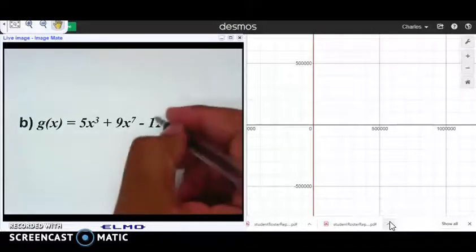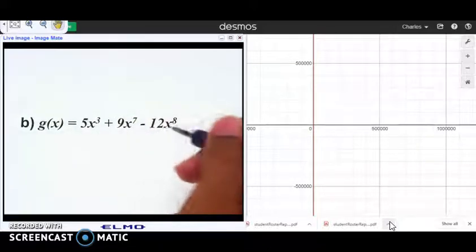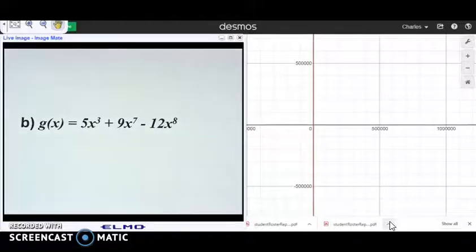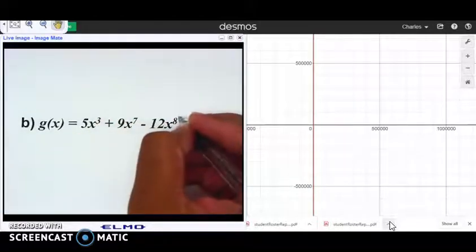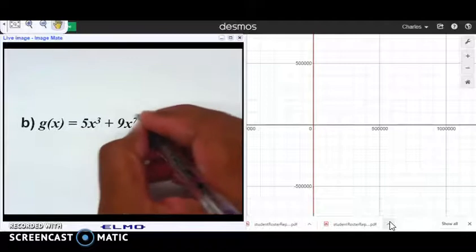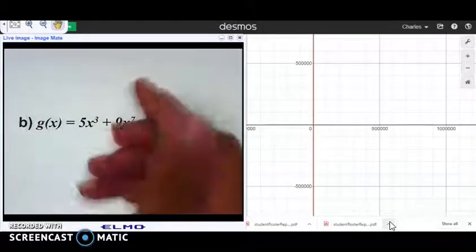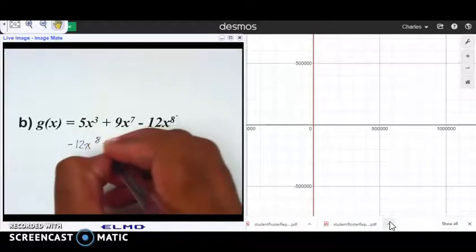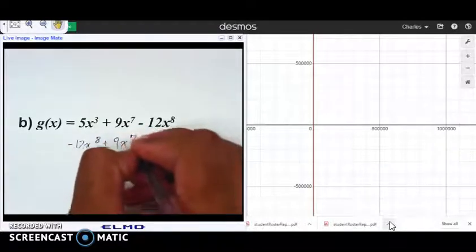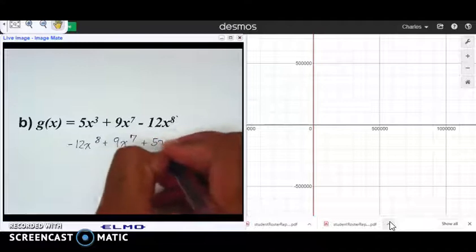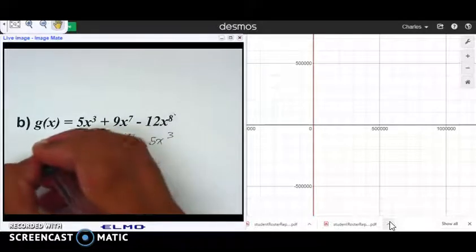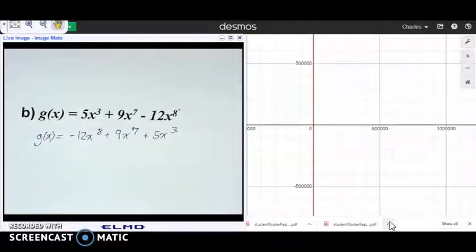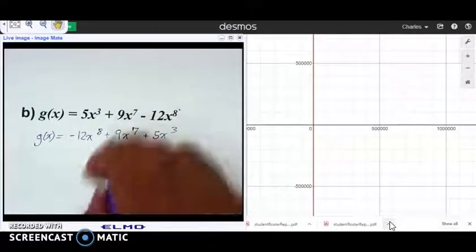All right. So here, before we actually do anything, I'm going to move things around so that we have descending order with exponents. So here, the highest exponent is x to the 8th, then x to the 7th, and then the third power. So we're going to put it in descending order. And so when we look at this, we say, okay, that's the 8th power.